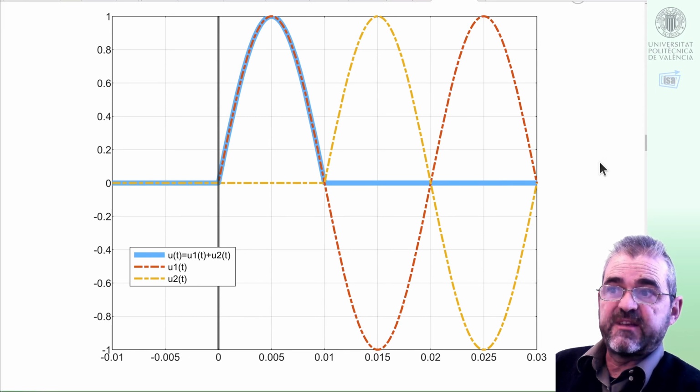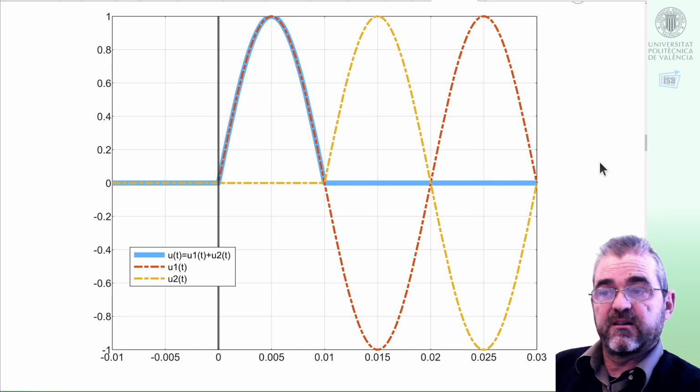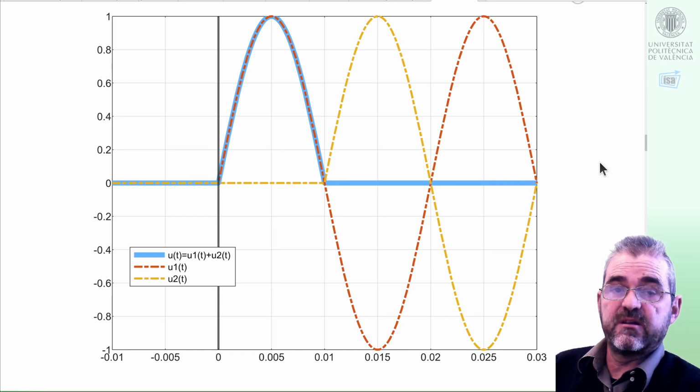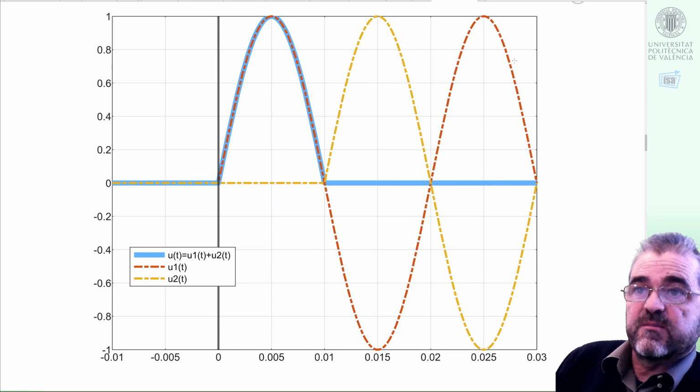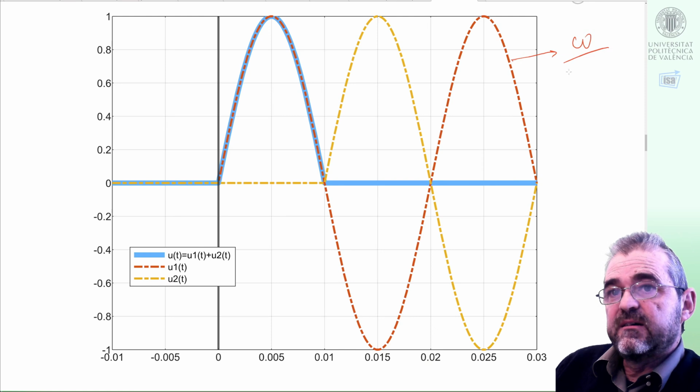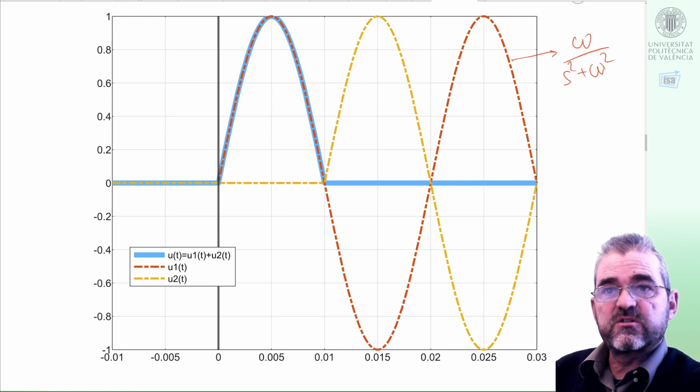And of course, if we add to a sinusoid, the red one, the same sinusoid but displaced 1/2 period, then the yellow line is 180 degrees out of phase with the red one, so they add up to 0, and that happens from 0.01 onwards. So the idea for the Laplace transform will be that if I can compute the Laplace transform of the red thing, which of course I can because it's in tables, it's a sinusoid, so its Laplace transform will be omega divided by s squared plus omega squared.